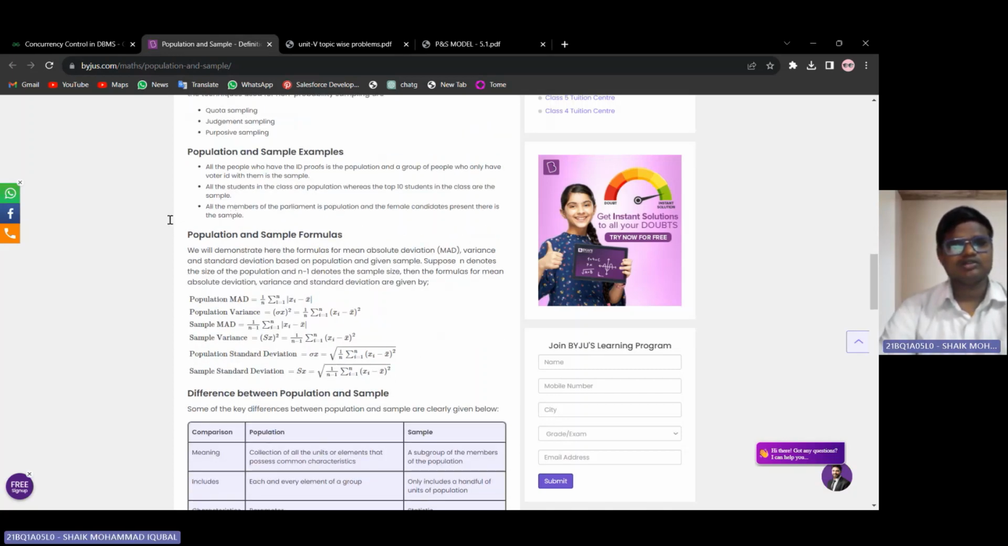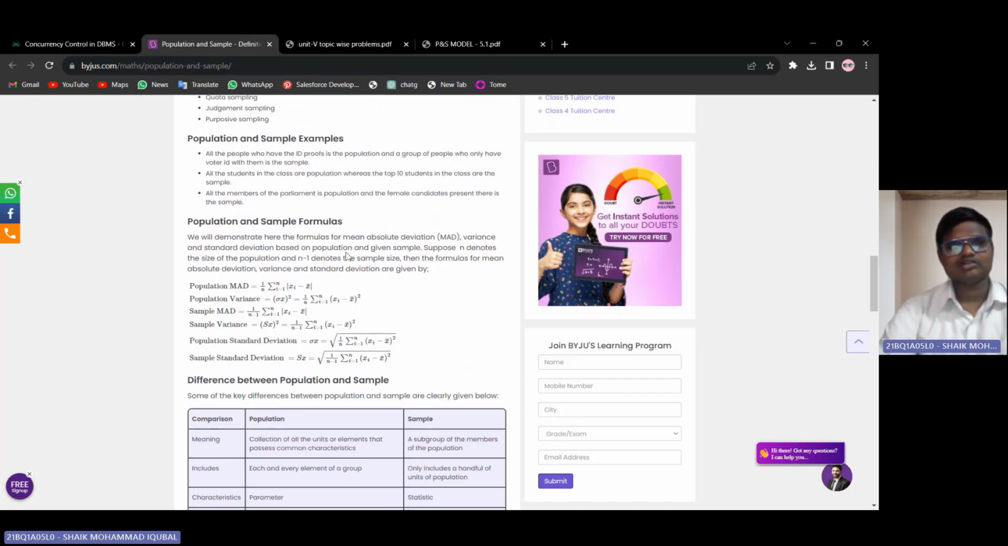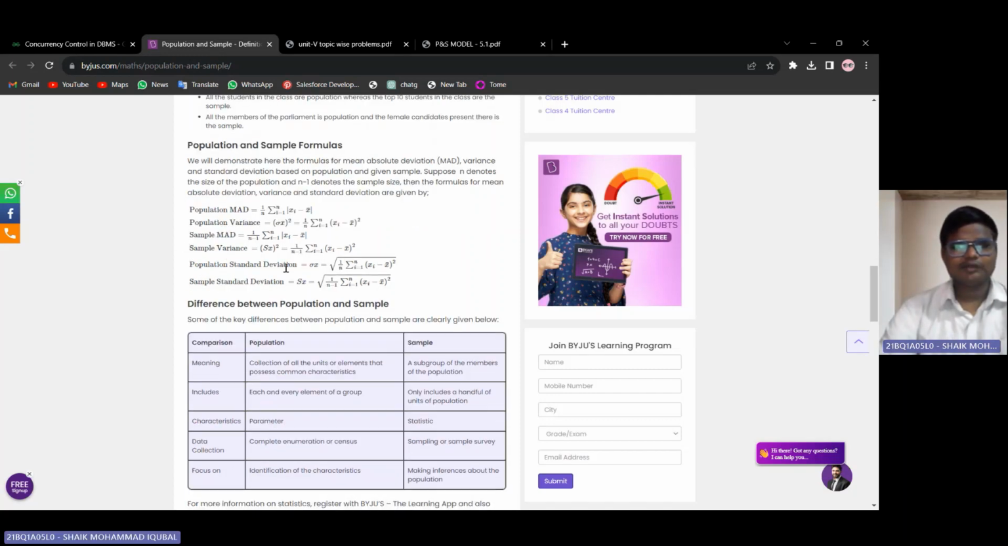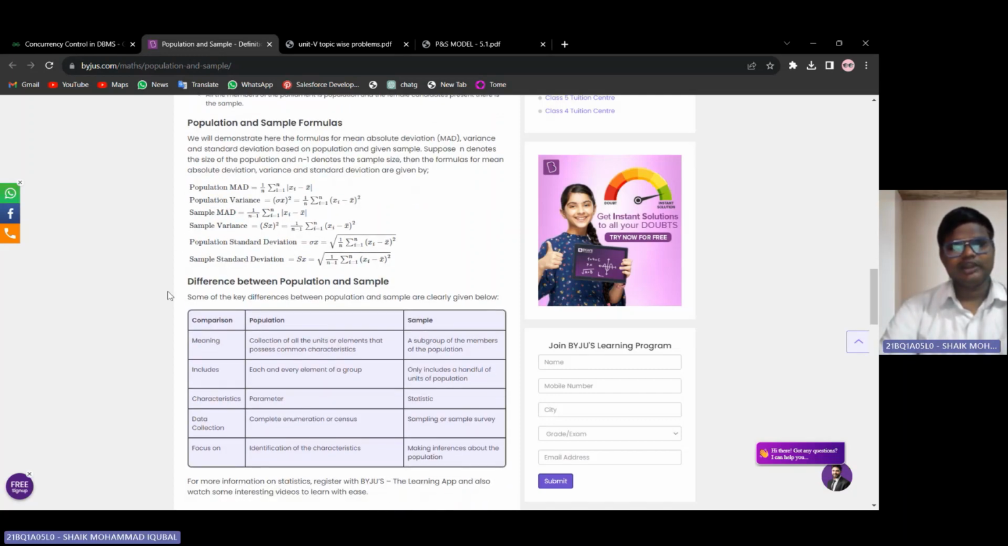Population and sample formulas. We will demonstrate here the formulas of mean, absolute deviation, variance, and standard deviation based on the population and given sample. Suppose n denotes the size of the population and n-1 denotes the sample size, then the formulas for mean, absolute deviation, variance, and standard deviation are given by population mean deviation: 1 by n sigma i equals 1 to n mod xi minus x. See here we have given all the formulas. Difference between population and sample. Meaning: collection of all units or elements that possess common characteristics.